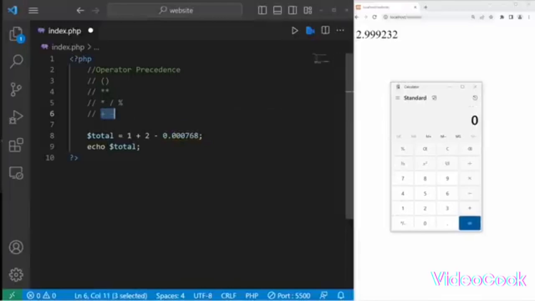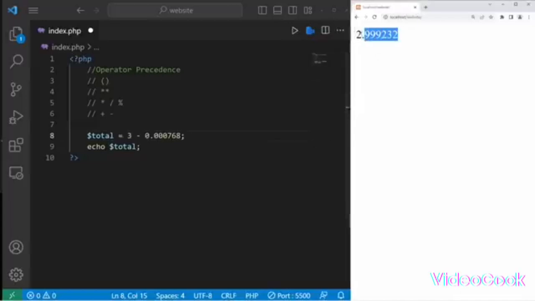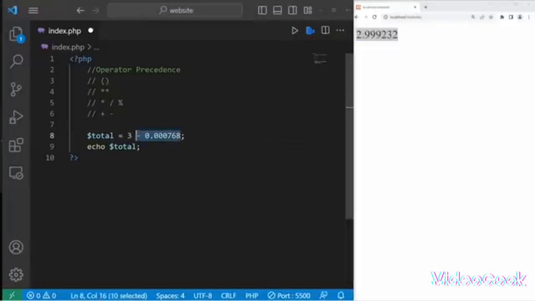Then lastly, addition and subtraction. We have some addition. 1 plus 2 is 3. 3 minus this number, 0.000768, is our result. 2.999232. That's operator precedence. If you have a complex equation, solve anything within parentheses first, then any exponents, multiplication, division, modulus, then lastly, addition and subtraction.